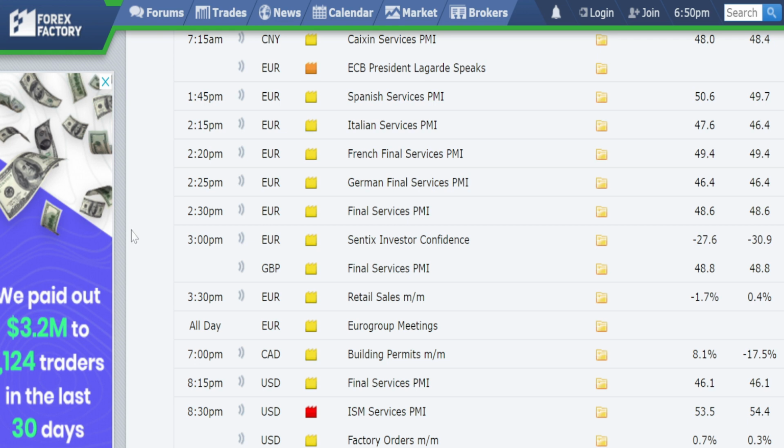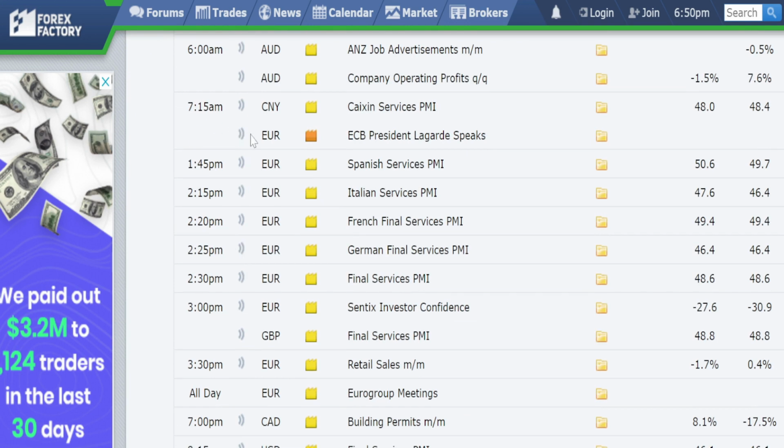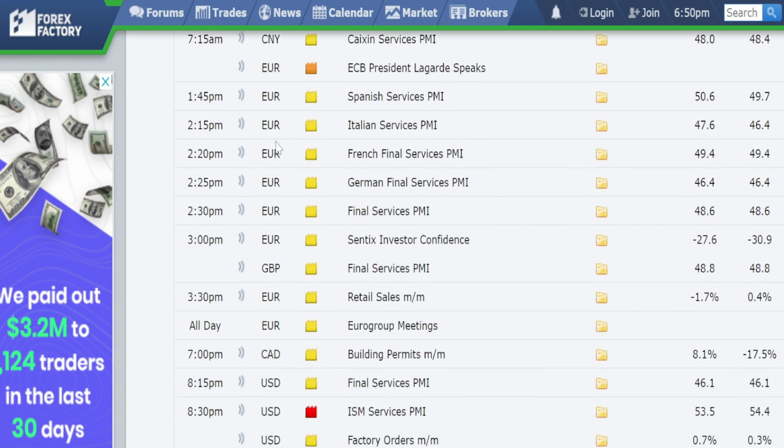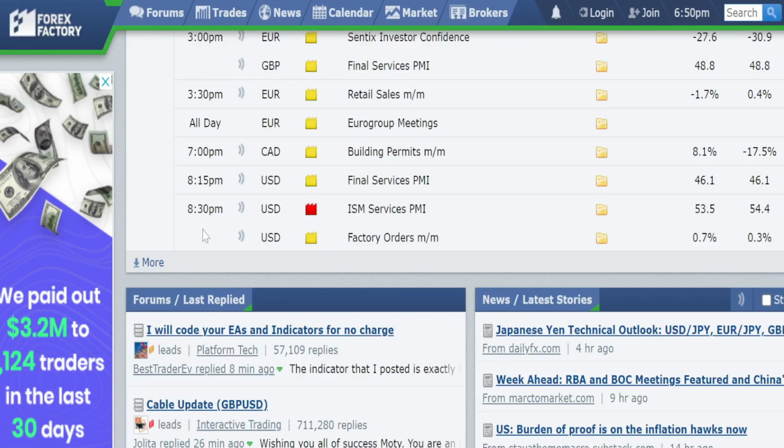And when we look at the economic events plan for Monday, December 5th, at 7:15 PM we have medium impact news planned for euro related currency pairs. Otherwise we have lots of low impact news for major currency pairs. Again at 8:30 PM we have high impact news planned for US dollar related currency pairs.